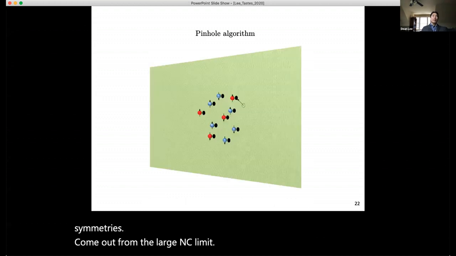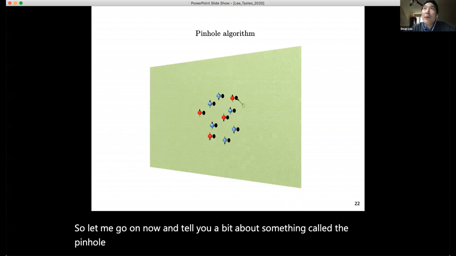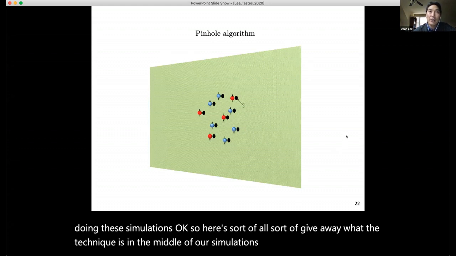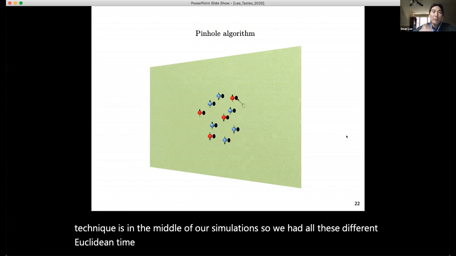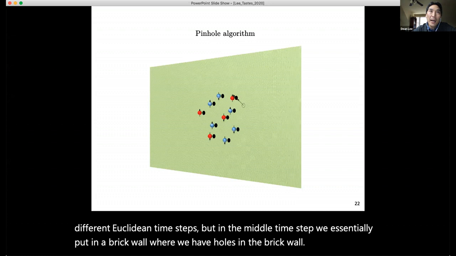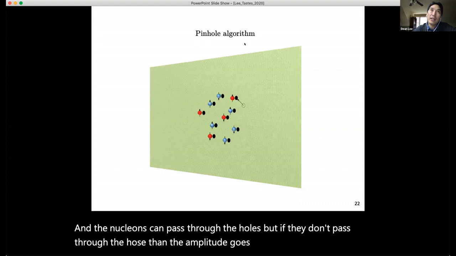Okay, so let me go on now and tell you a bit about something called the pinhole algorithm. And this is how we look at the structure of our nuclei by doing these simulations. Okay, so I'll sort of give away what the technique is. In the middle of our simulation, so we had all these different Euclidean time steps, but in the middle time step, we essentially put in a brick wall where we have holes in the brick wall. And the nucleons can pass through the holes. But if they don't pass through the holes, then the amplitude goes to 0. That's the idea of the pinhole algorithm.